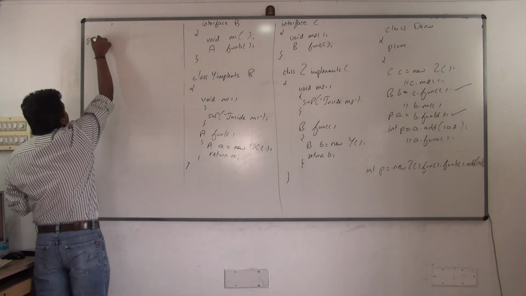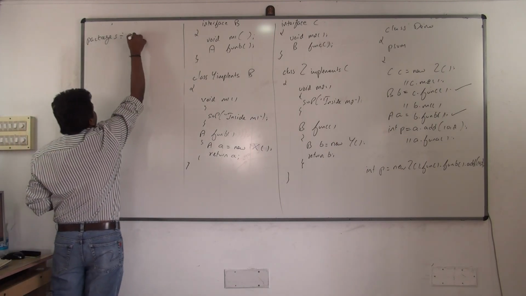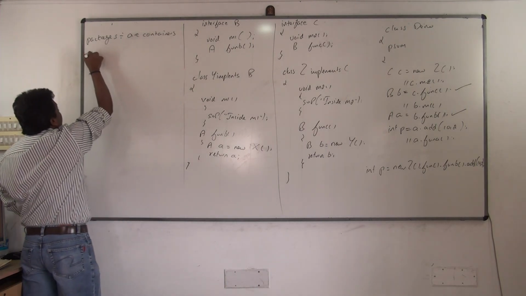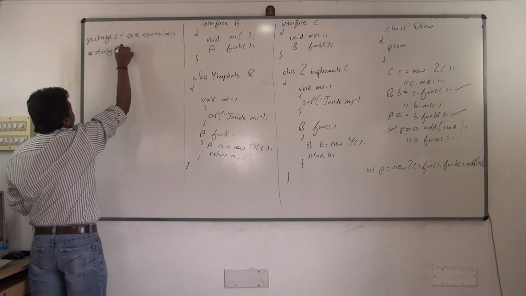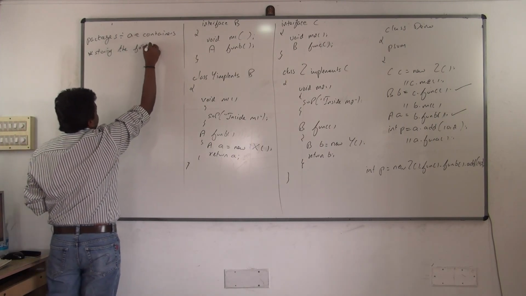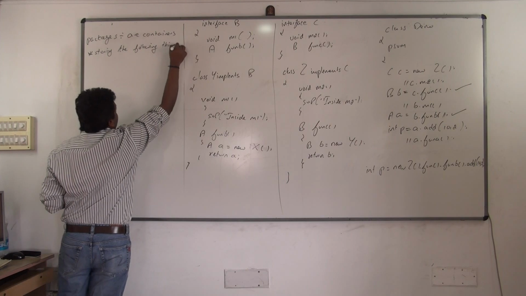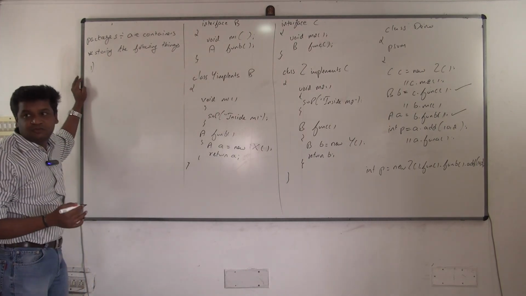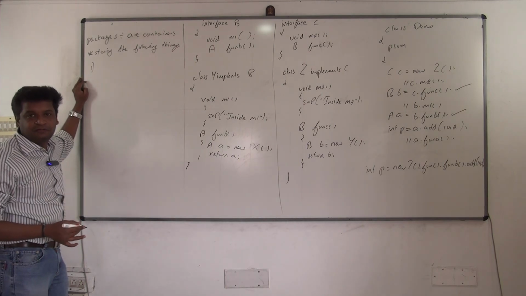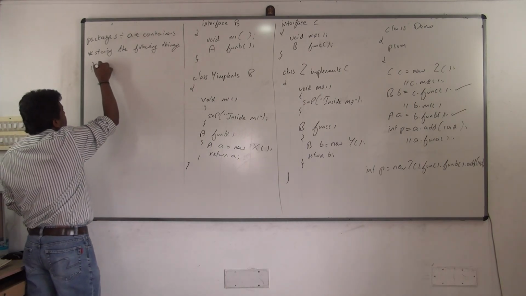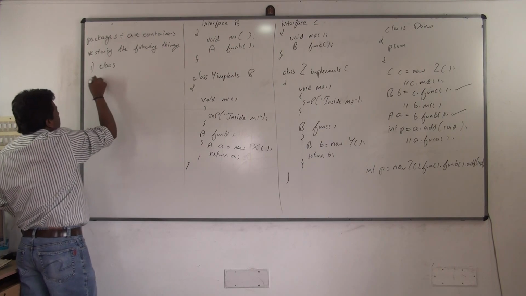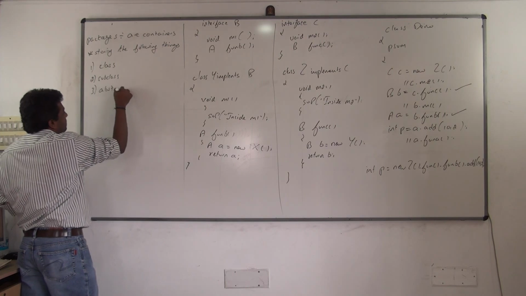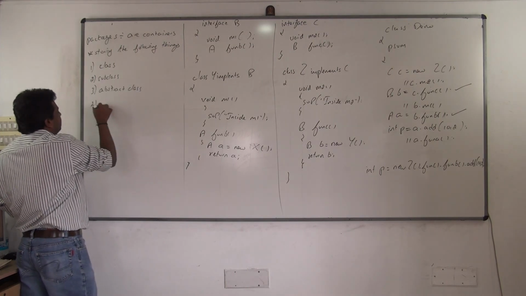See, packages are containers. Very simple. Packages are containers, first point. Next point is they are used for storing the following things. What all things you can store in a package? All your user defined data types. First one, class. Second one, subclass. Third one, abstract class. Fourth one, interface.